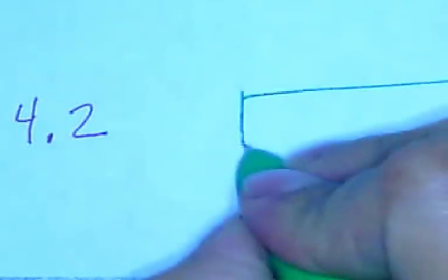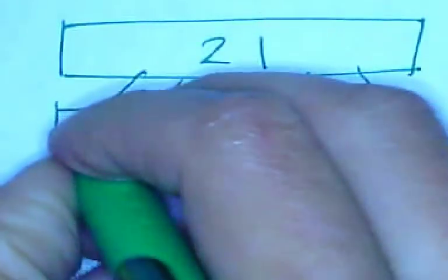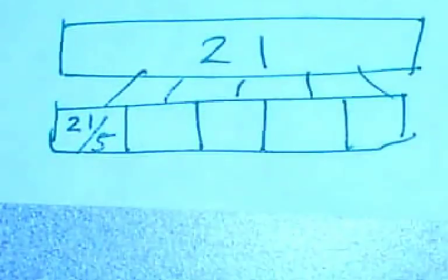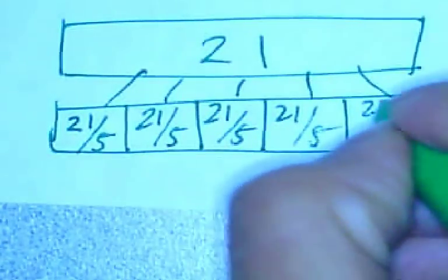If you were to do it in tape, you know that 5 w's is 21, so here's 21. And if you had 5 of those, each would be 21 divided by 5 because you want 1/5 of that. So w equals 21/5.